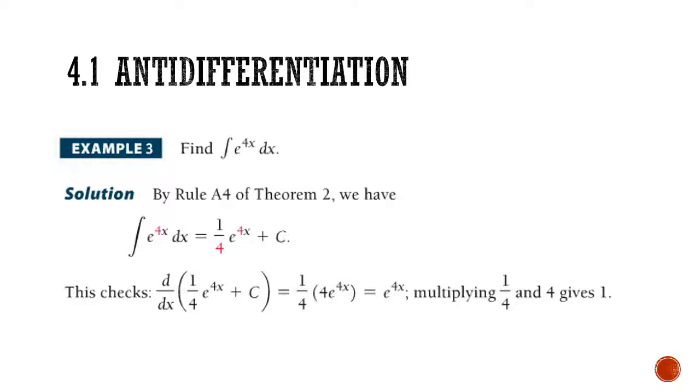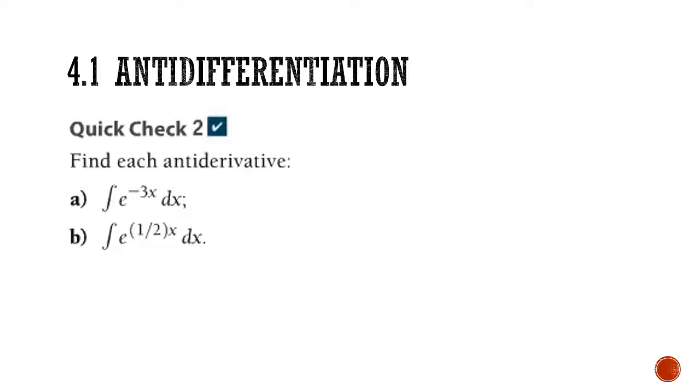Okay, so it's e to the 4x, but this time we're going to do times 1/4. And you can always double check these by taking the derivative. If you know how to take the derivative, it gives you a way to make sure you got the antiderivative correct. Now try these. Pause the recording, give them a try, and resume to check your answer.